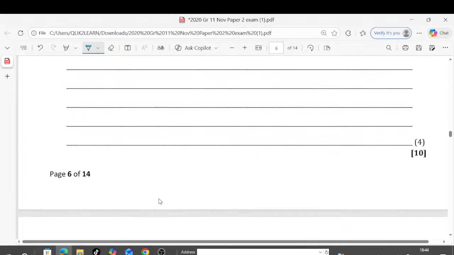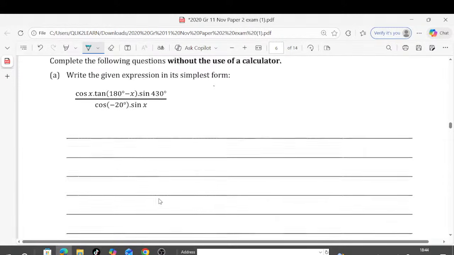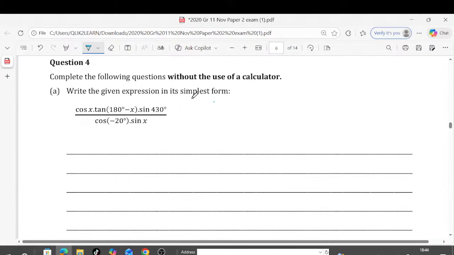Look at this one, the first one. We are given this and they want us to express this in its simplest form. We need to express this in its simplest form. Okay, let's work on the questions.